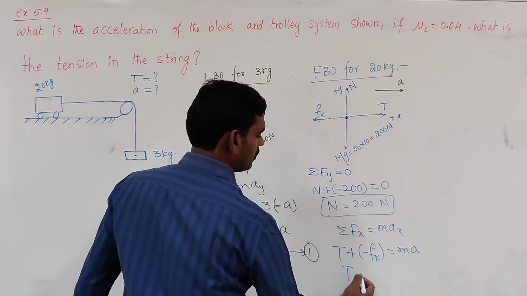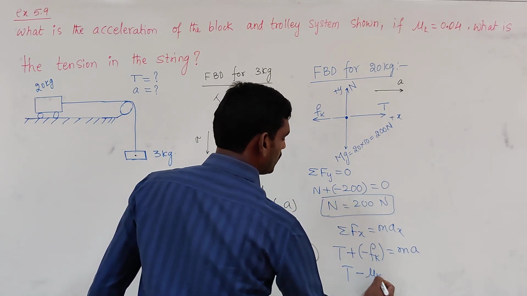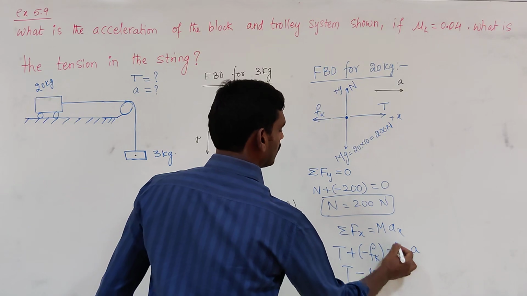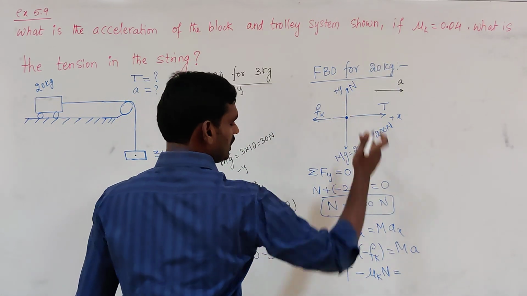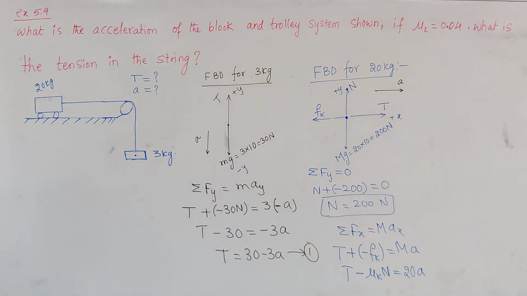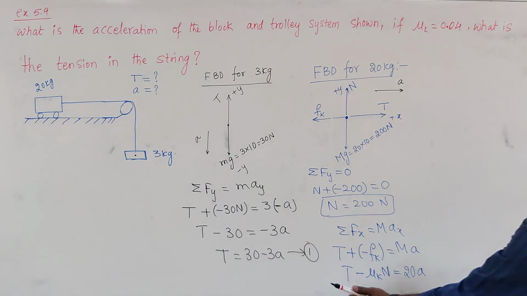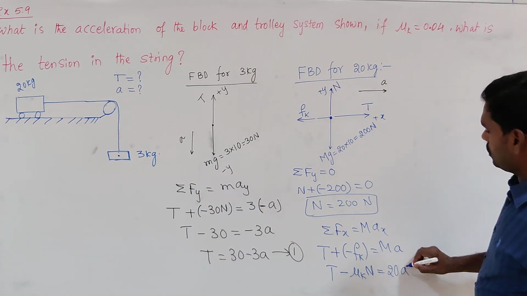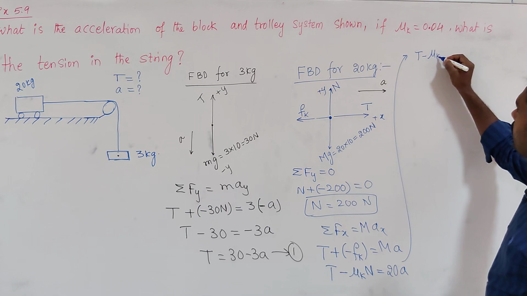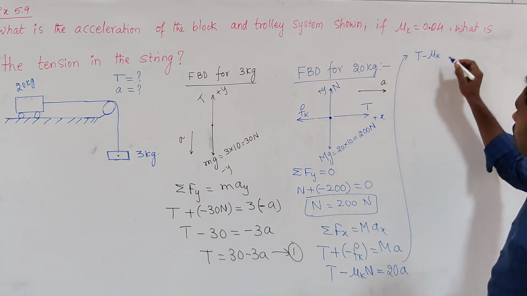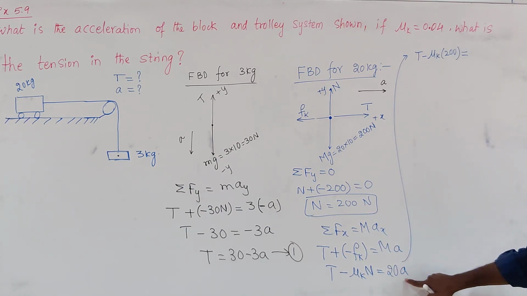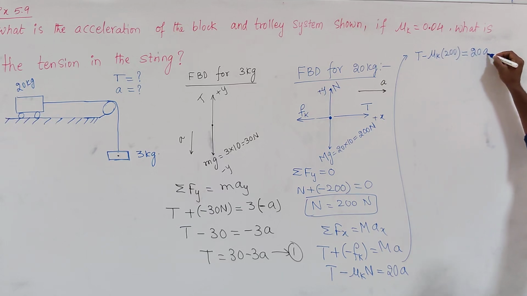So T minus Fk, which is mu k into N, equals mass times a. What is the mass here? The mass of this one is 20 kg, so 20 into A. So T minus mu k N, I am writing here, T minus mu k N. N is how much? 200 newtons, equal to ma, m is nothing but 20A.